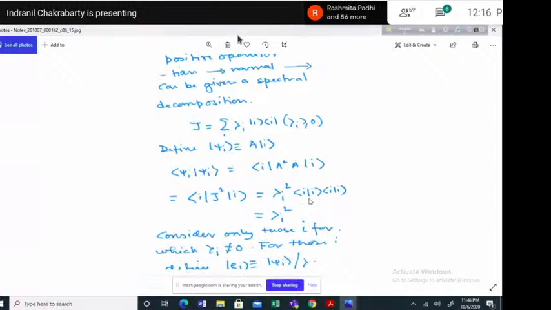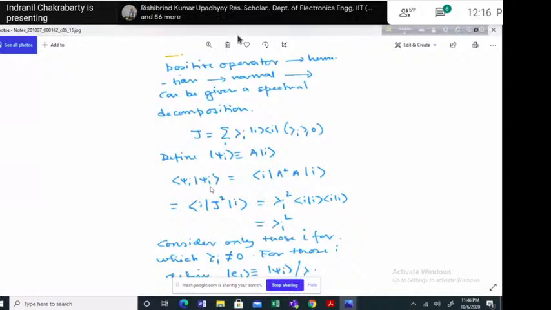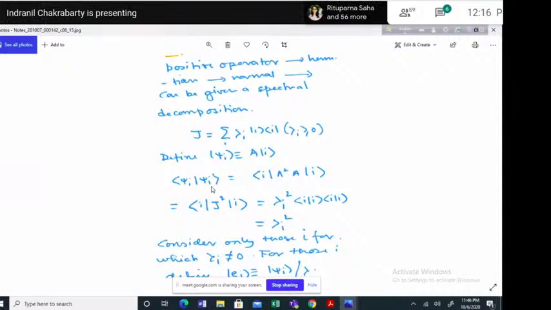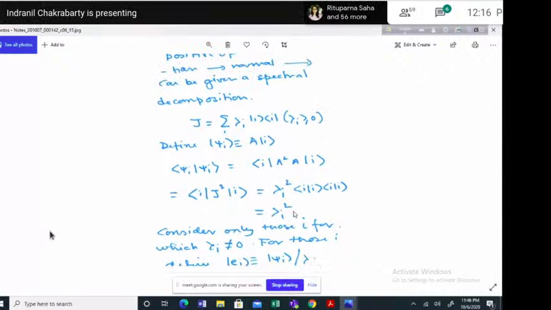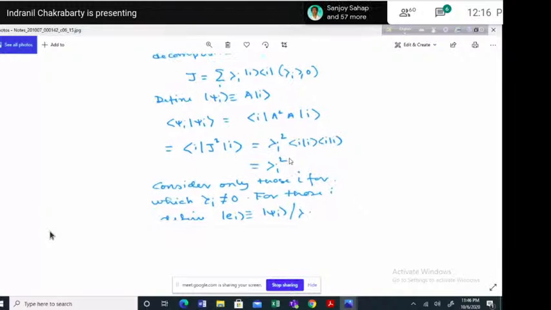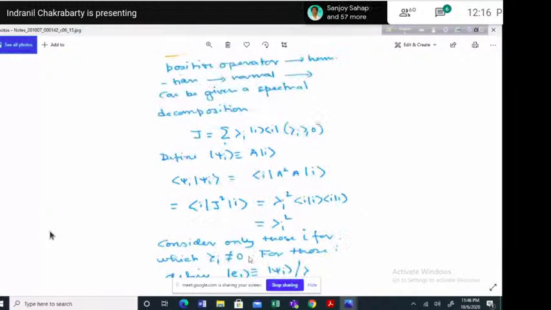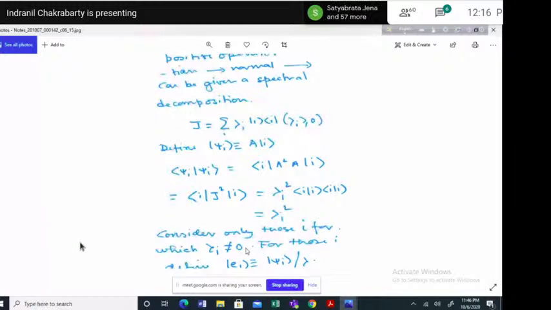So psi_i is not a normalized vector. We need to normalize psi, because if it were a normalized vector, the inner product would give you 1. But instead of giving you 1, it is giving you lambda_i squared. That means to normalize psi, we introduce another vector, which is called e_i, which is psi_i divided by lambda_i.